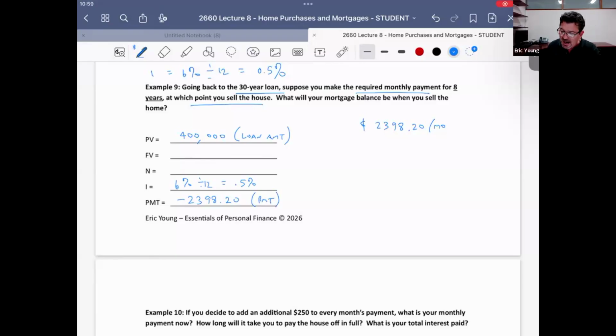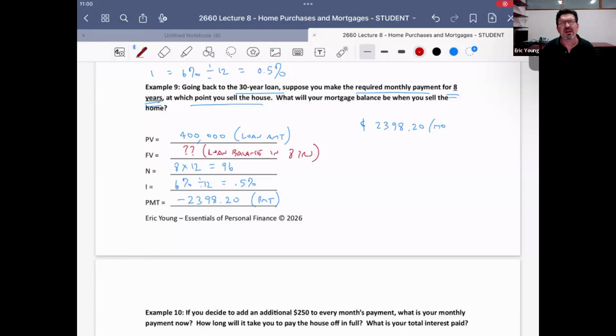The question now, and you're going to sell the house in 8 years. We're asking the question, what will your balance be in 8 years? So now your N is 96. And the future value, in other words, the loan balance in 8 years, that's what we're solving for.